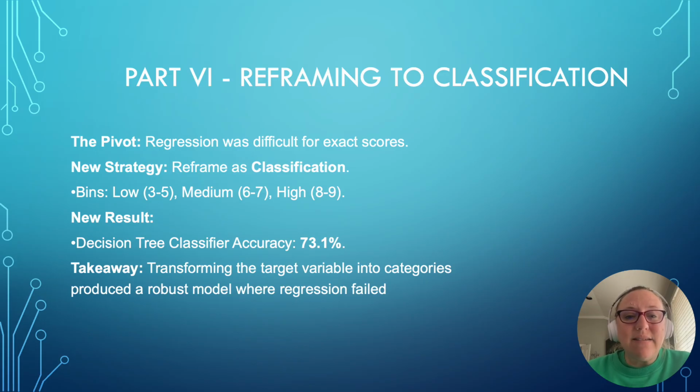Because predicting the exact number was so difficult, we reframed the problem, and I went a little further beyond what was required and converted the target variable into 3 categories: low, medium, and high quality. When we applied a decision tree classifier to these bins, accuracy jumped to 73.1%. This demonstrates that while the data may not support precise numerical prediction, it does contain strong patterns for a broader categorization.